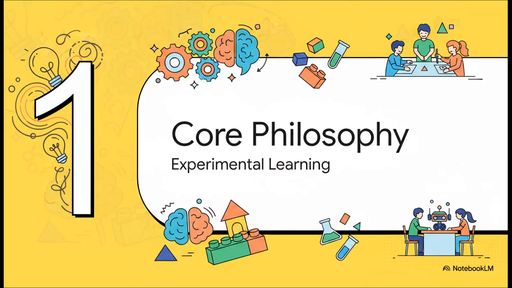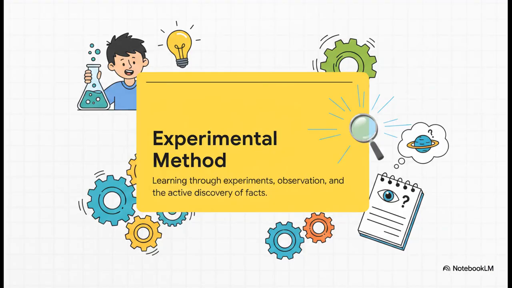All right, let's jump right into Module 1, Core of Experimental Learning, the Philosophy. So, the experimental method is formally defined as a teaching method in which students learn through experiments, observation, and, this is the absolutely crucial part, the active discovery of facts. The whole focus shifts entirely away from you, the teacher, just lecturing about a fact. You're no longer just delivering information. Instead, you are setting the stage for their big aha moment.